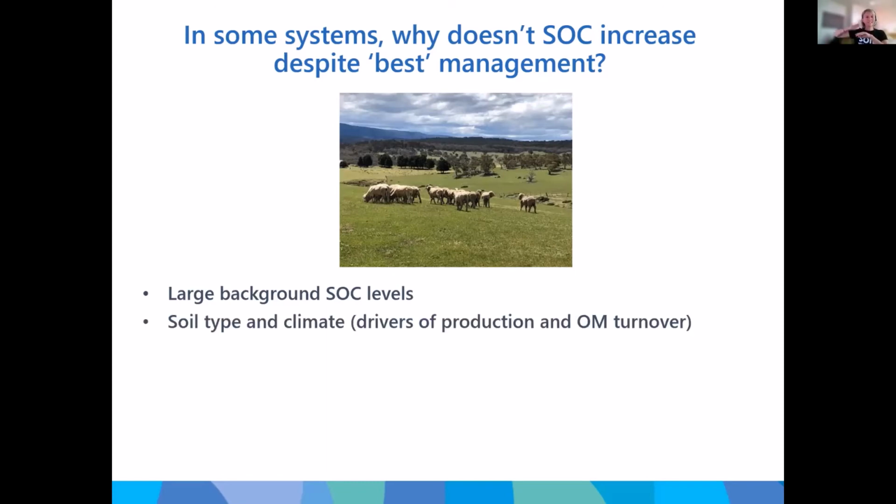Sometimes you'll have a ceiling of soil type and climate. So you have these environmental equilibriums which drive production and organic matter turnover or decomposition, and that might be limiting that increase in soil organic carbon. Sometimes I've seen it's plant nutrition, so it's also plant composition.